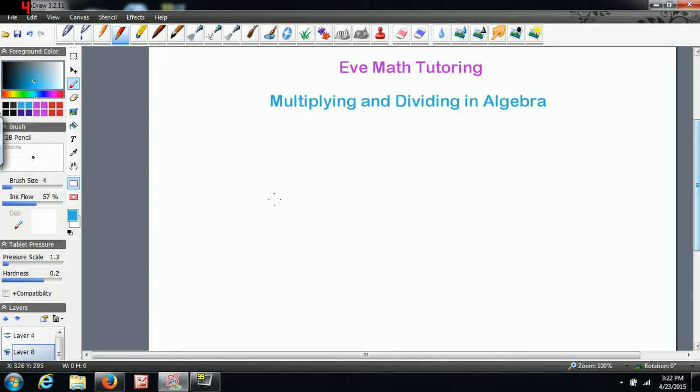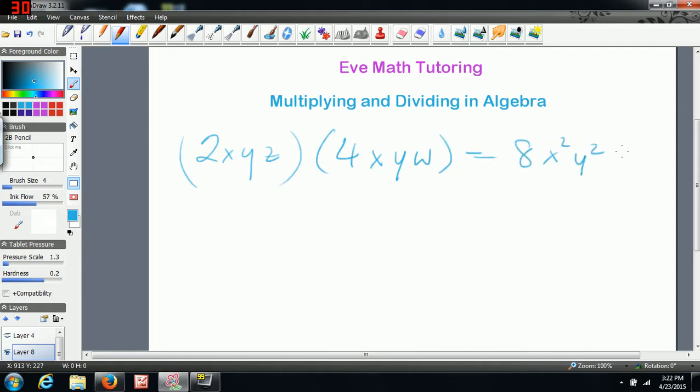So if we were multiplying 2xyz multiplied by 4xyw, that would just be 8x squared y squared and then zw. So you would just add the exponents here, and over here you'd add the exponents there to 2, and then you just attach the z and the w.